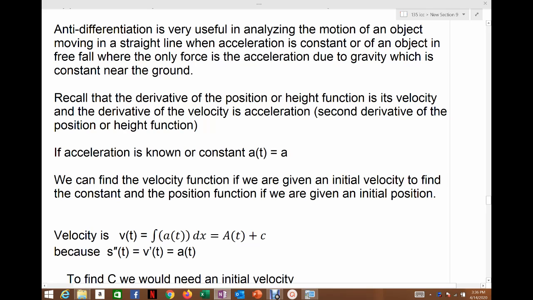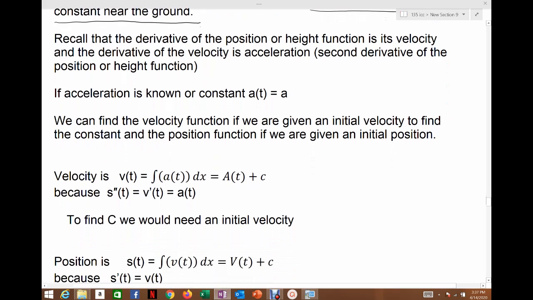Oftentimes this would be a free-falling object. If I drop it, the acceleration is constant and is due to the force of gravity, the pull of gravity on the object. As long as I'm near the ground, we consider it constant. That's negative 9.8 meters per second squared or negative 32 feet per second squared, depending on which units, but it's constant.